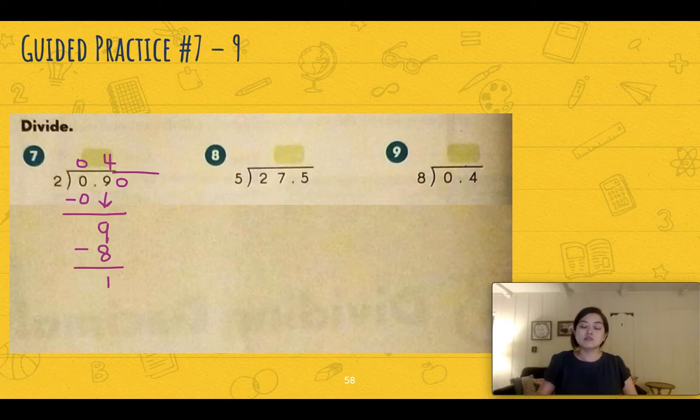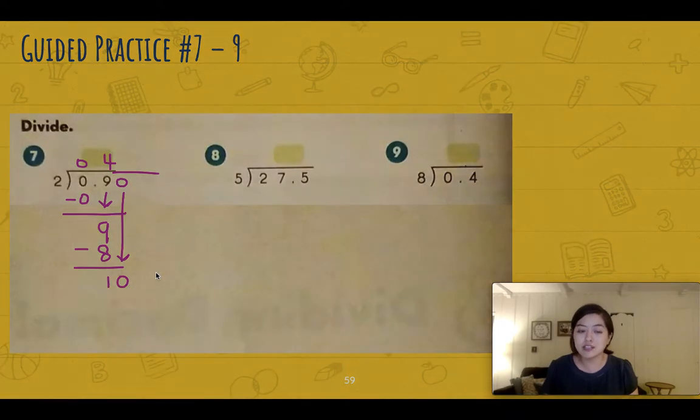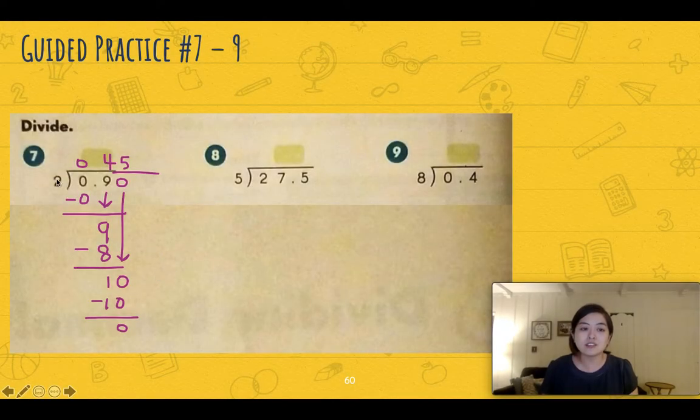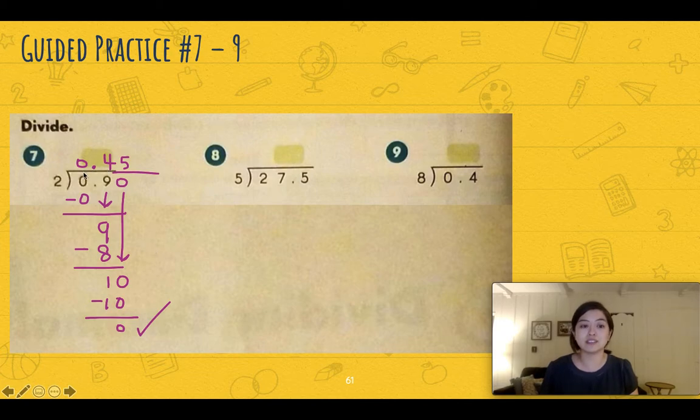Okay, so I attach the trailing 0 here, and I'm going to drop the 0 all the way down so my 1 becomes a 10. 2 times what gets you 10? That's a 5. 2 times 5 is 10, so 10 minus 10 is 0, but I'm not done because I have to put my decimal point right there. Now I'm done. So 0.90 divided by 2 is 0.45.